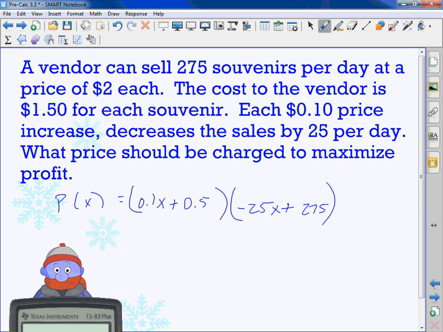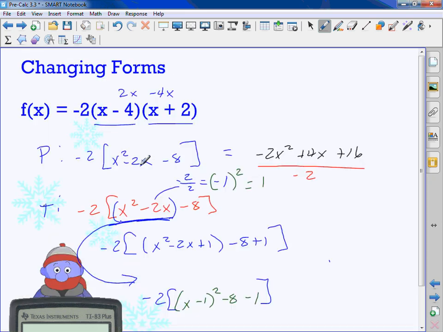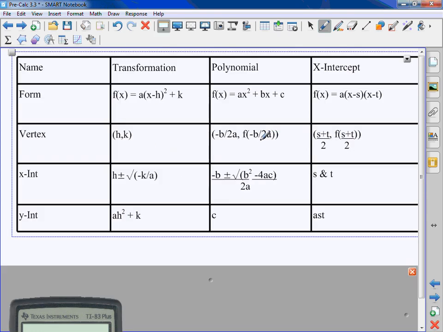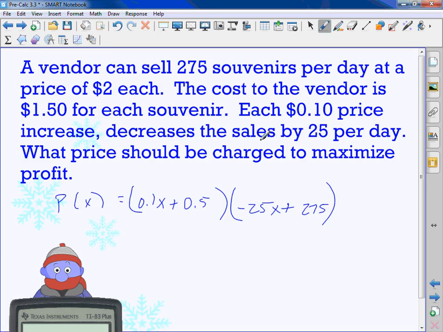Now, which form should we try to look at? Okay, X-Intercept. That's going to tell us the best prices. To change it into X-Intercept form, it needs to look like this. Just a single X, just a single X here. If we graphed it, those are going to tell me my two optimal prices.